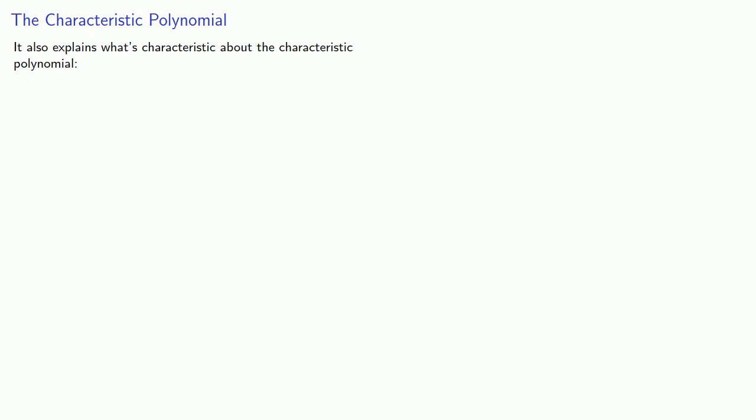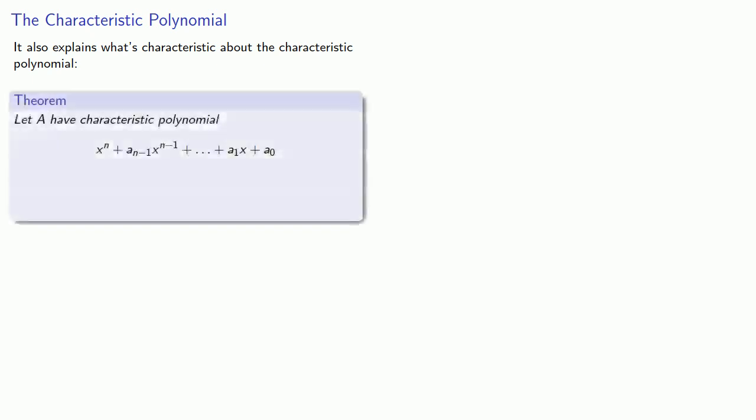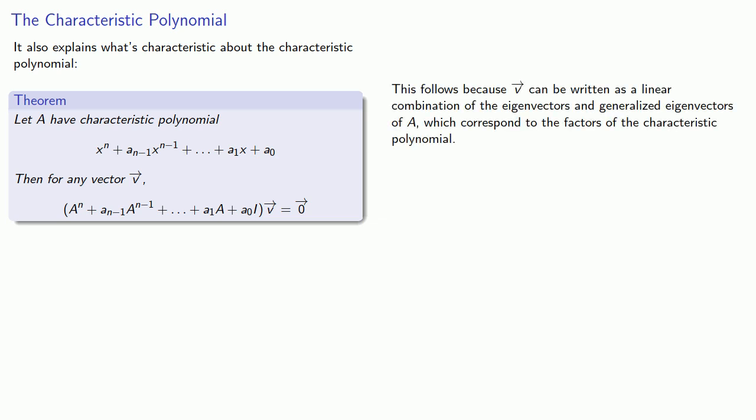And that's the following. Let A have characteristic polynomial p, then for any vector v, applying the analogous matrix polynomial p(A) is going to give us 0. This follows rather immediately because v can be written as a linear combination of the eigenvectors and generalized eigenvectors of A, which correspond to the factors of the characteristic polynomial.